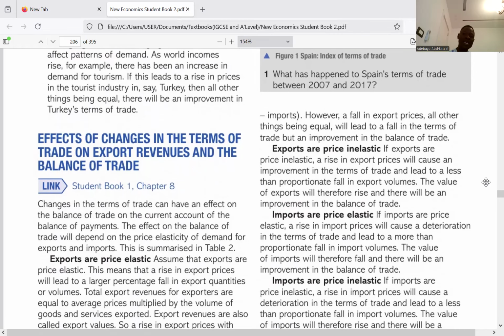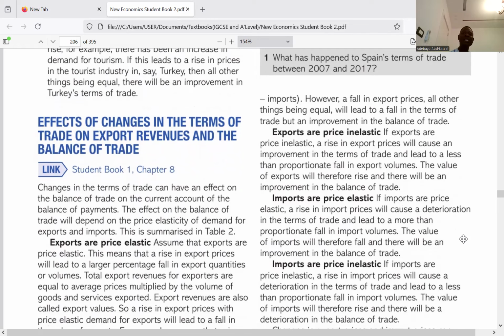If exports are price elastic, it means a rise in export prices will cause an improvement in the terms of trade and lead to a less than proportionate fall in export volumes. The value of exports will therefore rise, and there will be an improvement in the balance of payment. So, if the demand for export is price inelastic, a rise in export prices will cause an improvement in the terms of trade and at the same time improve the balance of payment current account.